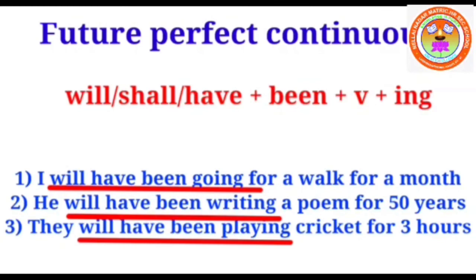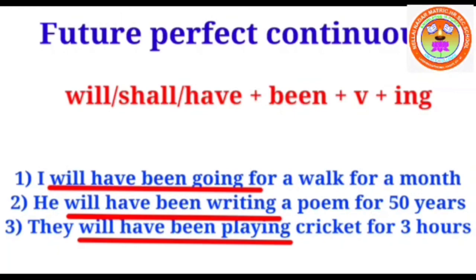I will have been going for a walk for a month. Look at the verb will have been going. So will have is future, been is perfect, going is continuous. So future perfect continuous. Then the second example is he will have been writing a poem for 50 years. So will have is future, been again is perfect, verb plus ing. So again continuous tense. So future perfect continuous.